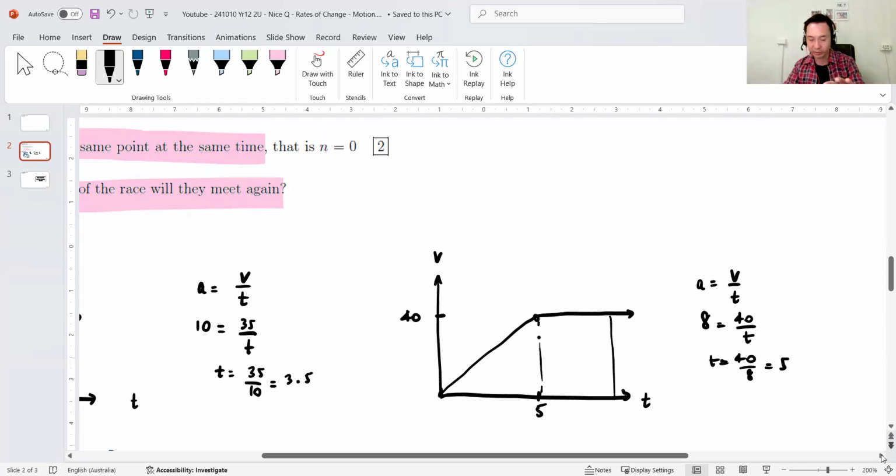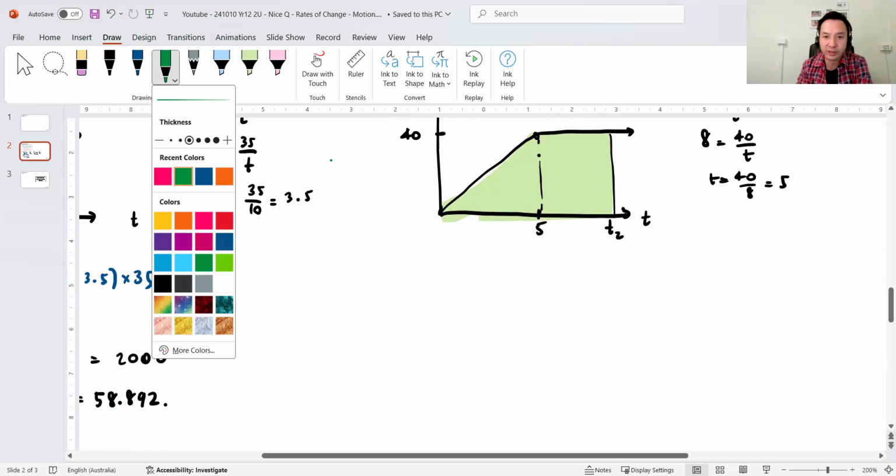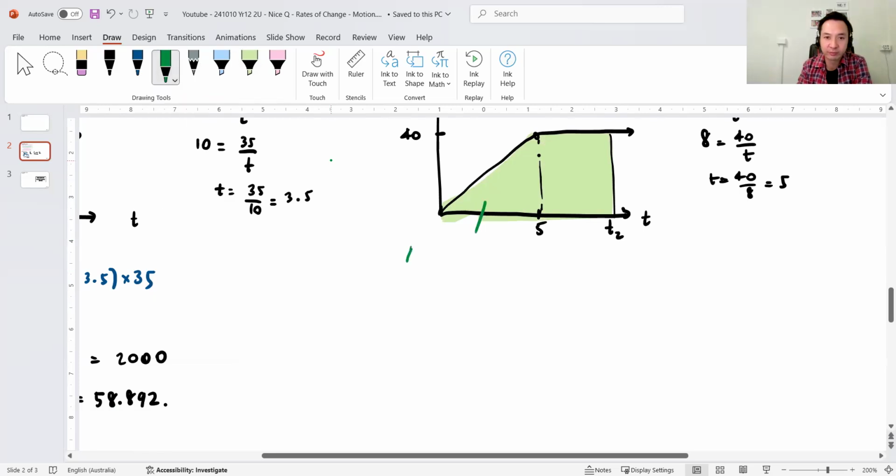two areas, one rectangle, one triangle, and let's call this T2. I'm going to find the time by equating the two areas to the 2 kilometers traveled. So the area here is a half base times height. That's 8 times 5, what's that, 40? That's a lie. No, that's 20.